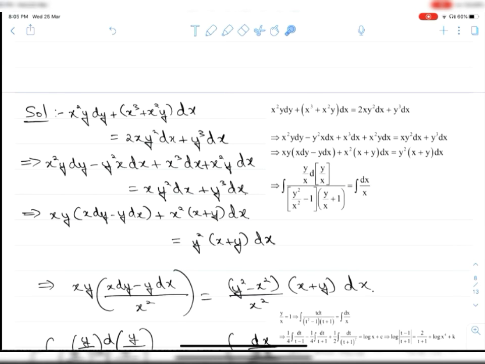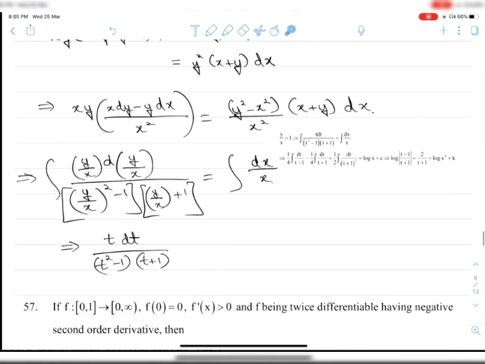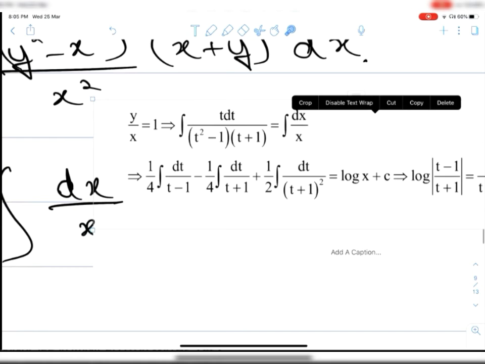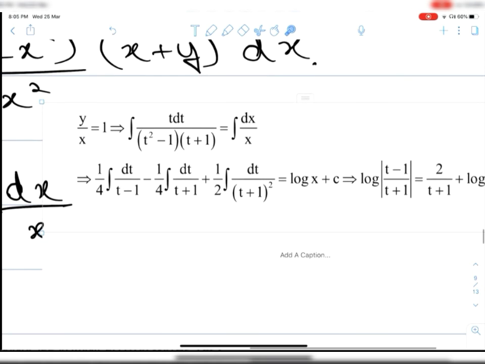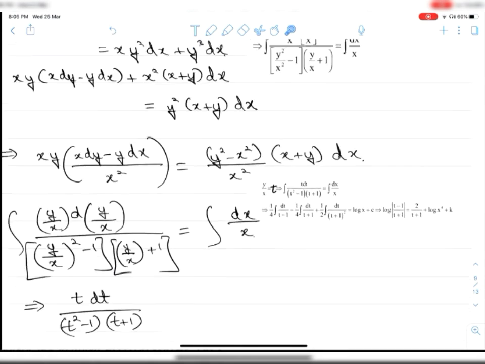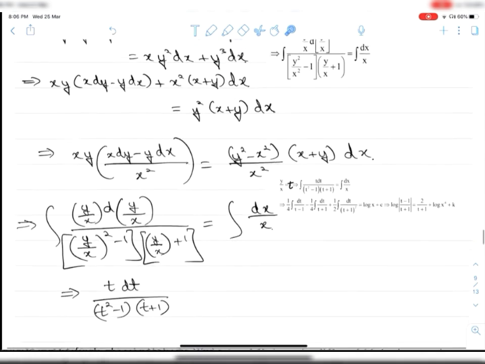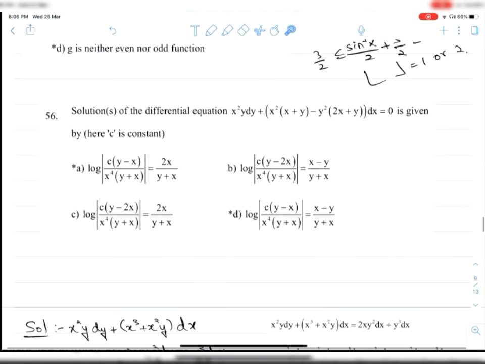If I take y by x as t, this will be converted into this form. Integral t dt by t square minus 1 into t plus 1 is equal to integral dx by x. So after this part, you can use partial fractions and simplify it. I'll leave the calculation for you. But again, after solving it, this was coming as the answer. A will become the answer.